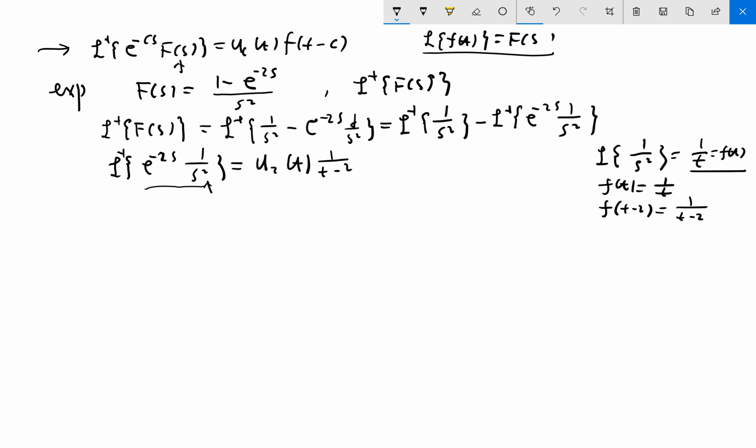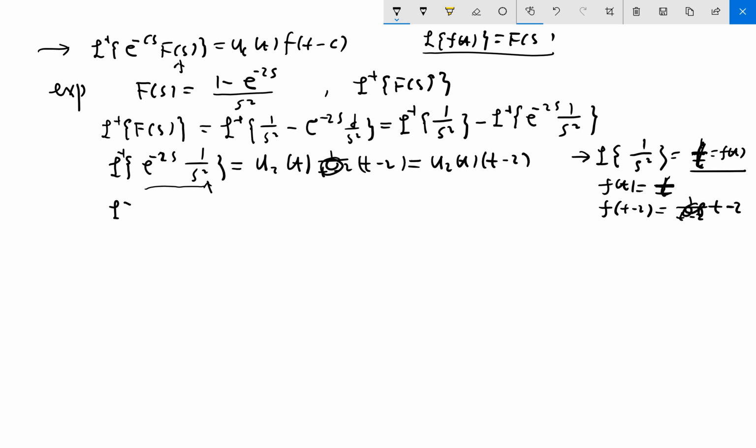Wait, sorry. This one is equal to t. The Laplace transform of 1 over s squared is equal to t. So ft equals t. To get this one, you just look at that table and use that formula. So ft equals t, then ft minus 2 is just equal to t minus 2. So here you get t minus 2. So the second term is u2t times t minus 2.